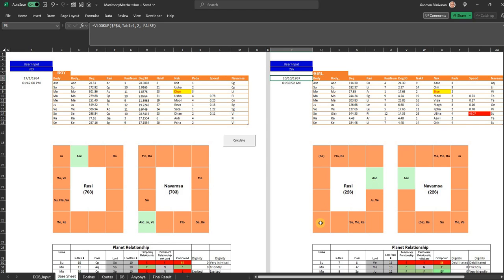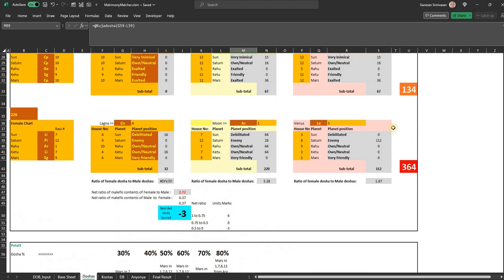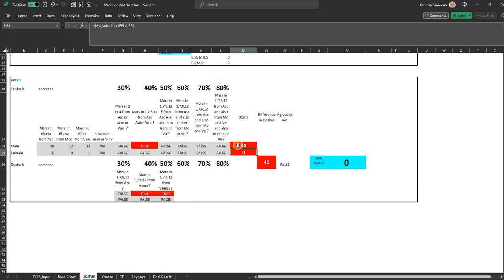The girl's Mars is in the 6th house from Lagna, so that doesn't give a dosha. It is in the 5th from Venus, that also does not give dosha. 9th from the Moon, that also does not give dosha. So she is free of dosha as far as the Martian position is concerned. Whereas the boy has Mars in the 10th house from Lagna, and in the 12th from both Venus and Moon. So the dosha is quite strong for the boy. He has a 40% Mangal dosha, and the difference between the girl and the boy is 40%.